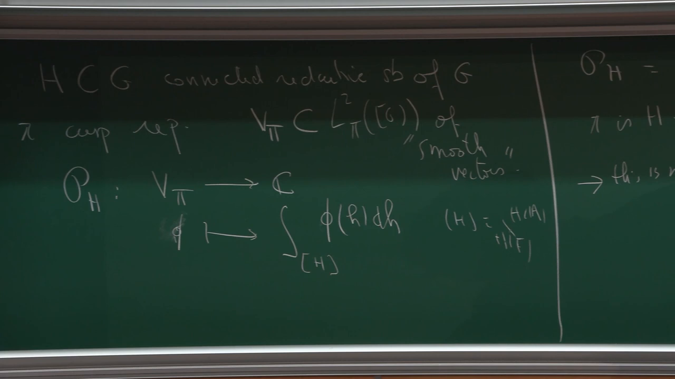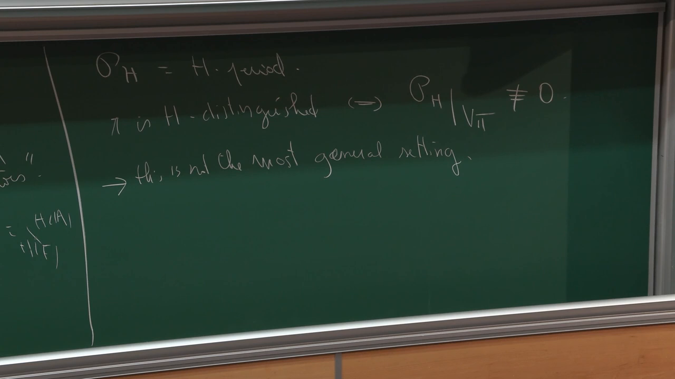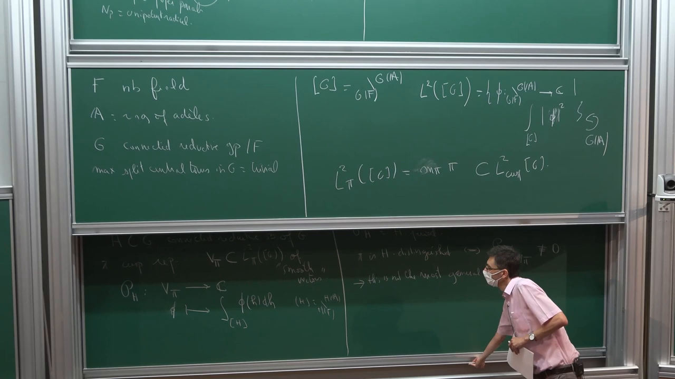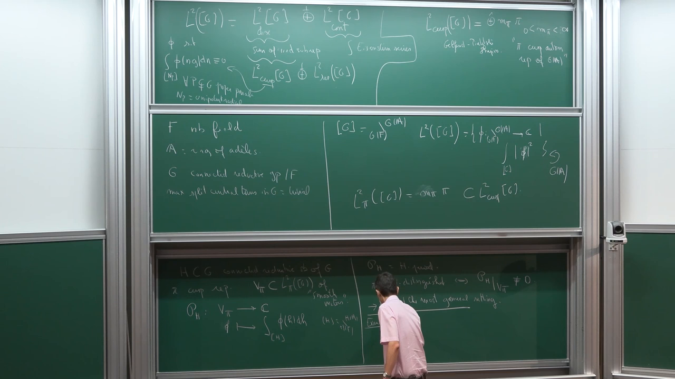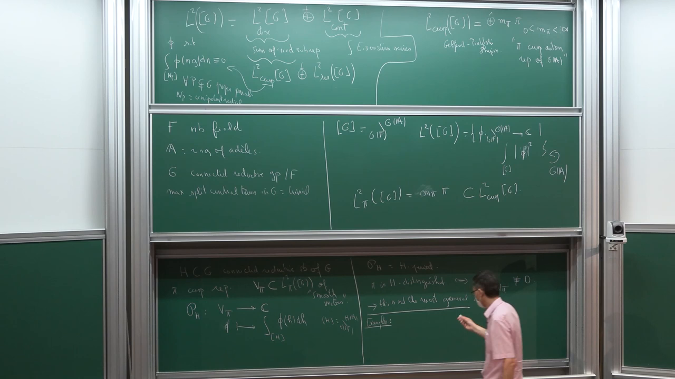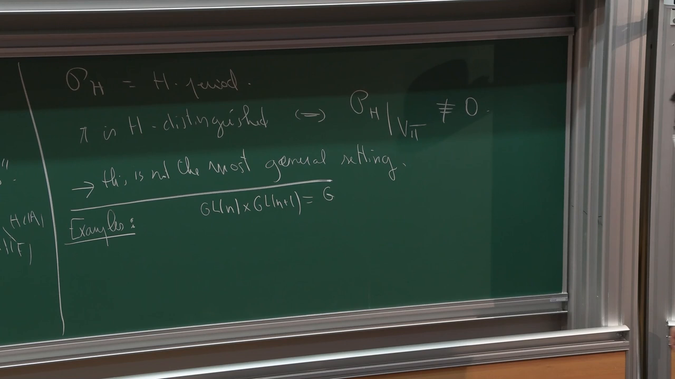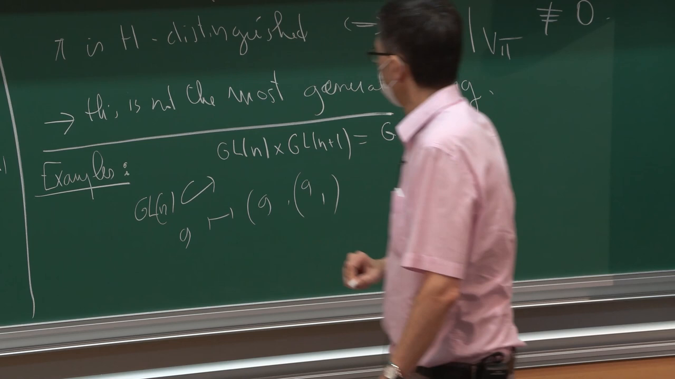So why is this notion of H-distinction interesting? Well, it should be related to Langlands functorialities, and also it should be, in some cases at least, related to special values of automorphic L-functions. So let me just briefly give some examples. So one example is G is GL_n cross GL_{n+1}, and GL_n is diagonally embedded in G. So this is my group H.